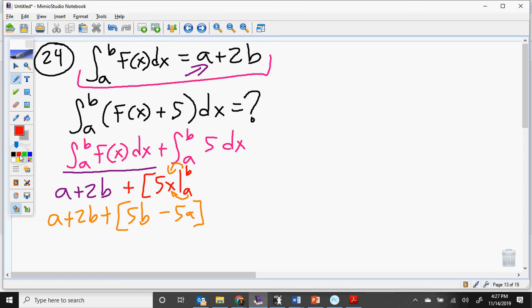And then I just combine like terms. A minus 5a, negative 4a, 2b plus 5b, 7b. Let's see here. Which one does that match up to? They switched the terms around, and that's option C.